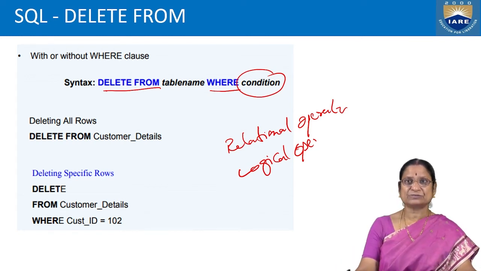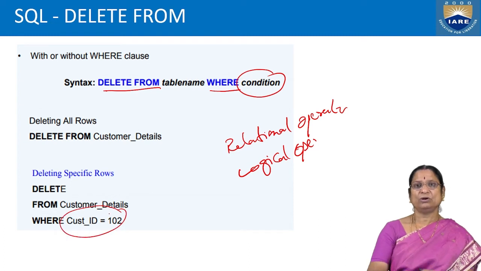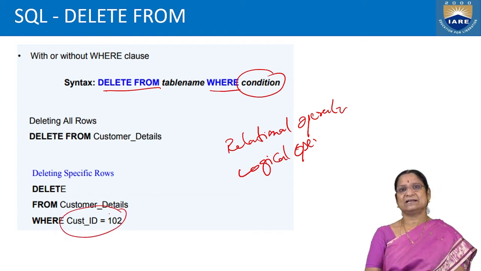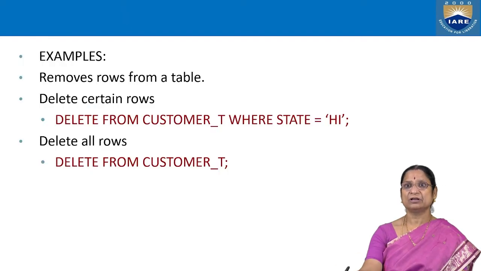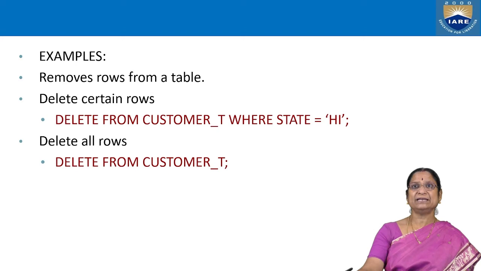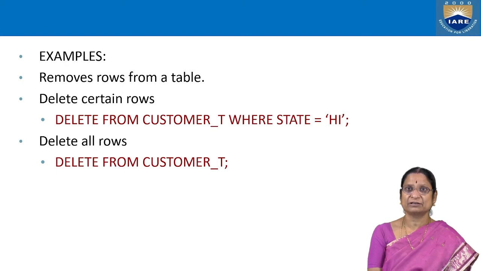Deleting specific rows: where condition is used means the specific rows are going to be considered. For example, delete from customer details where customer ID is equal to 102. Only the tuples which satisfy this condition are going to be deleted. Remember, when we use the delete command, it will be deleted temporarily. When the commit is used, only then is the permanent deletion done.